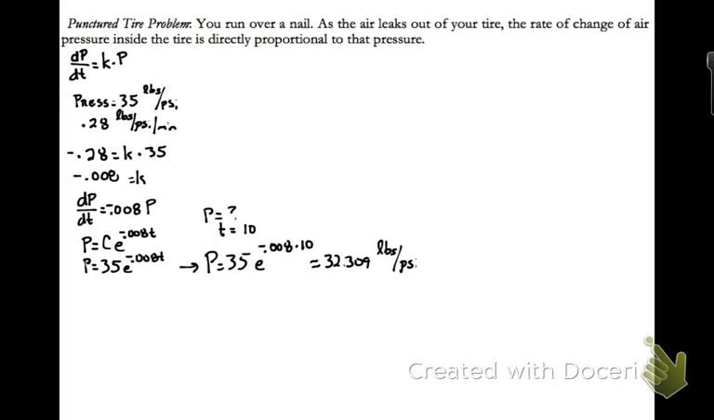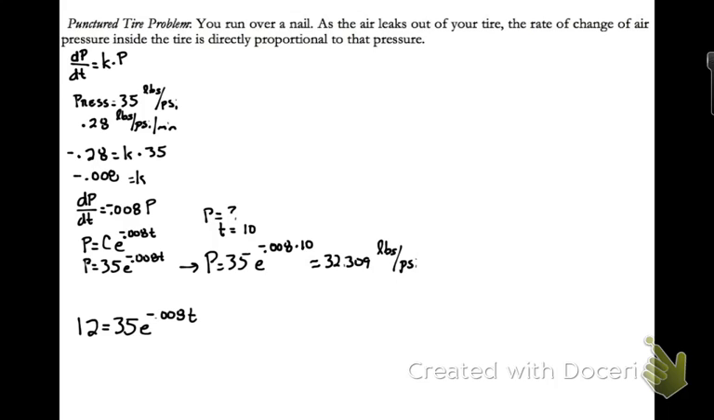D. The car is safe to drive as long as the pressure is 12 pounds per square inch or greater. How long after the puncture will the car be safe to drive? So what we know is the car is good when the pressure is 12 or greater. Let's see, it is 12 at this point. We need to solve for t.